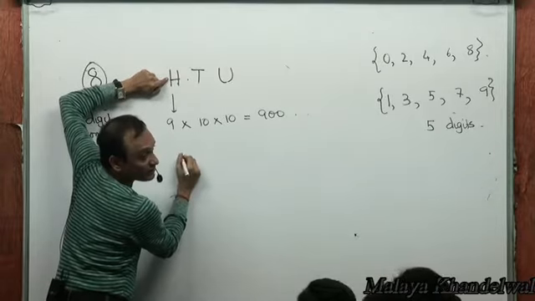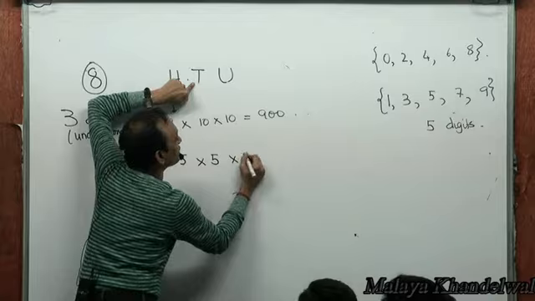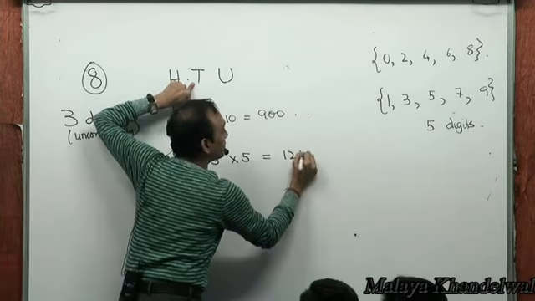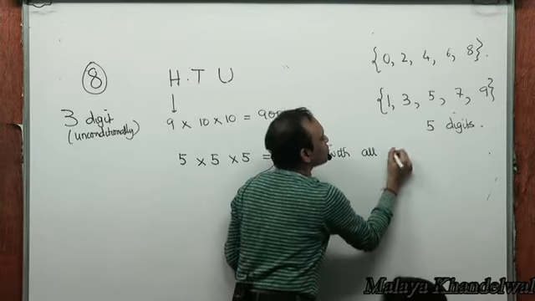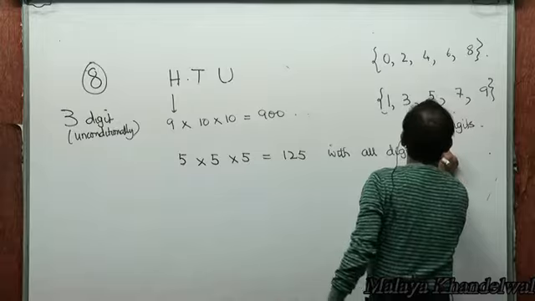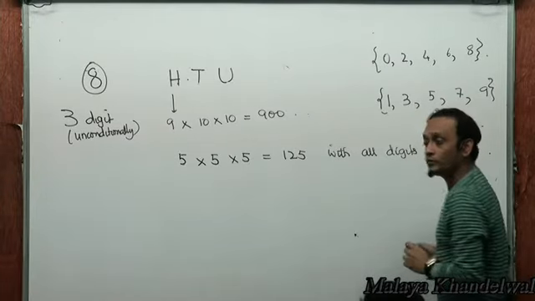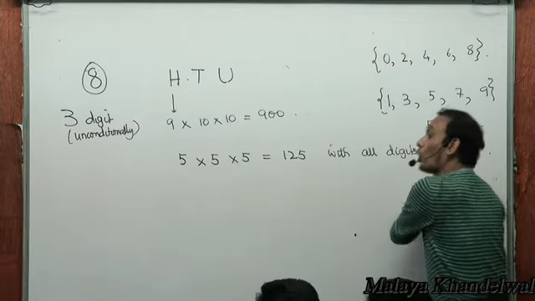So now if I have to construct a 3-digit number with all odd digits, then the hundreds place could be filled up in 5 ways, the tens place in 5 ways, the units place in 5 ways. That makes it 125 numbers with all digits odd, constituted out of this set. These are the total numbers, and these are the numbers with all digits odd.